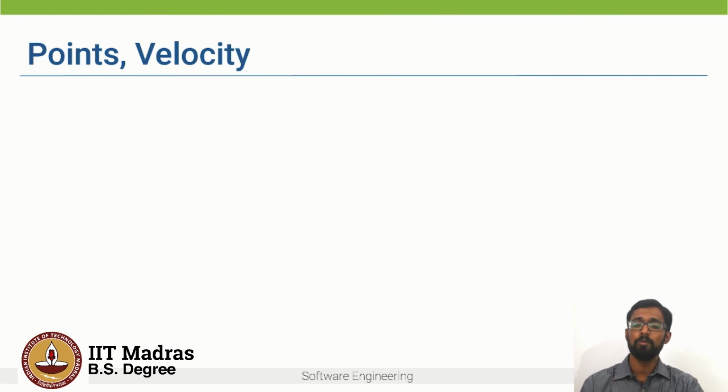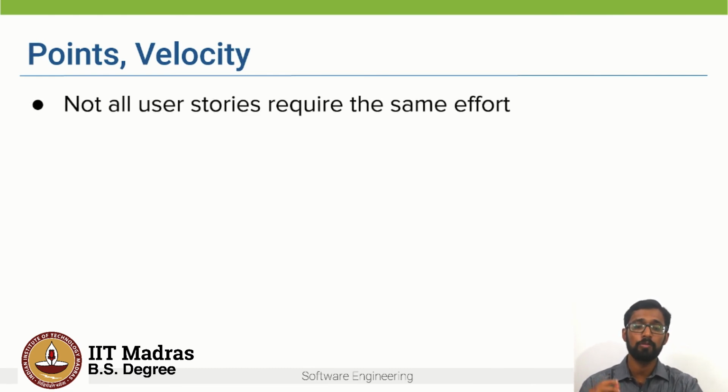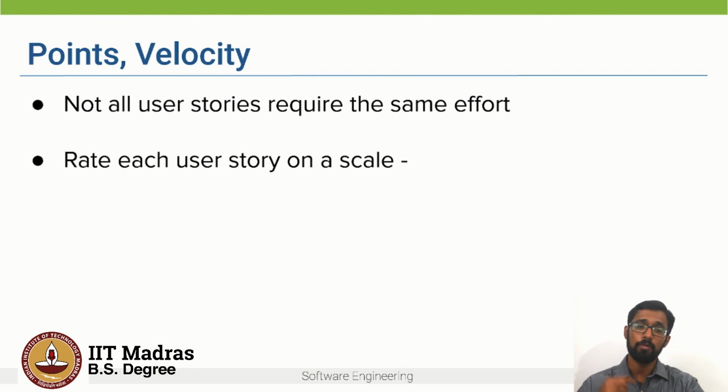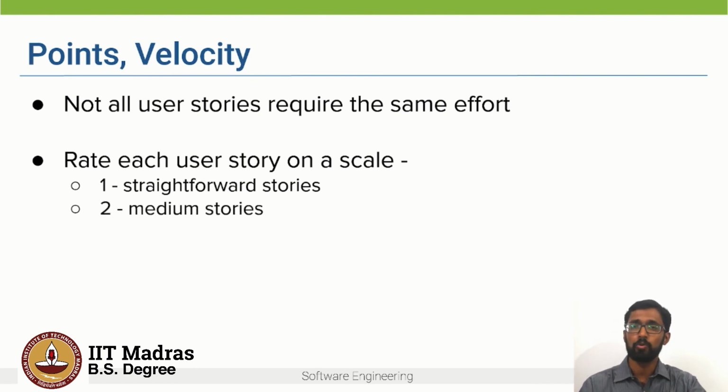The key issue is that not all user stories require the same effort. Some are much harder to implement than others, and this can lead to mispredictions. So one solution can be to rate each user story on a scale. We say the rating for a user story is 1 if it's a very straightforward and simple user story, 2 if it is of medium difficulty or effort, and 3 if it is a very complex user story.